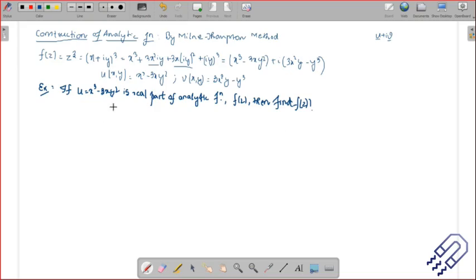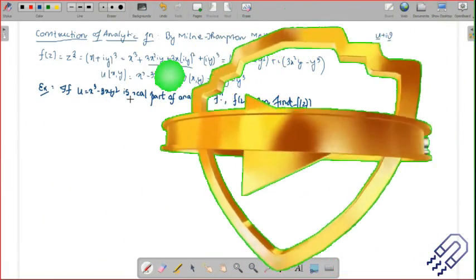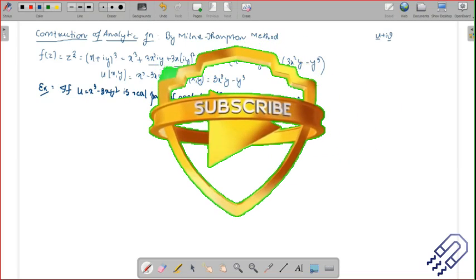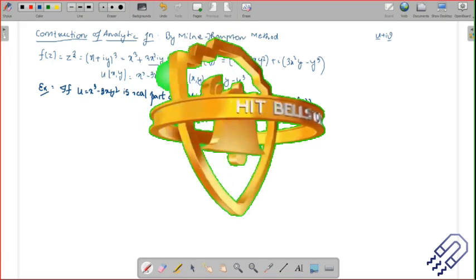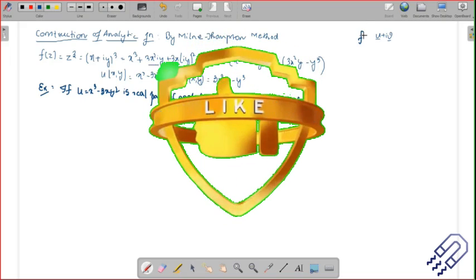So this kind of question is common, and this might be a question. See, you are given the real part, you have to find out the imaginary part. Okay, that means you just have to find out v. If you know u and v, then definitely you can write down what is your f(z), right?